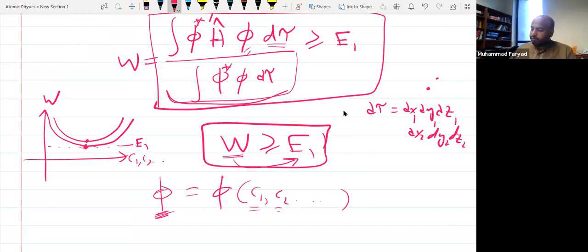I'm going to prove this theorem a little bit later, but first I'm trying to explain how to use this theorem to find the ground state energy, and where this W is minimum, that phi is closest to the ground state wave function. Okay, so does everybody get the theorem and the method? You, Sajid?